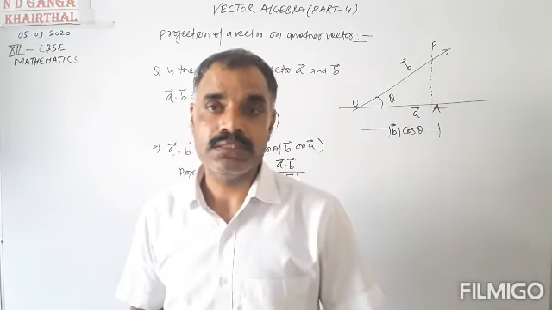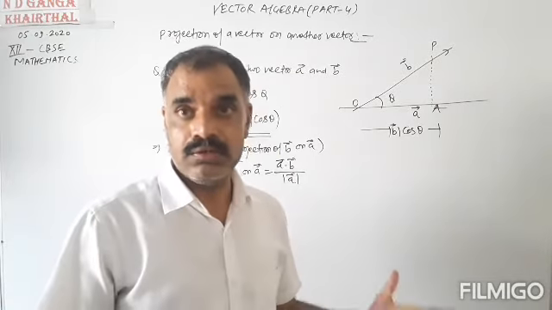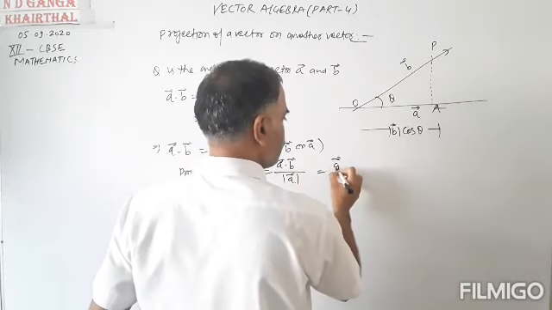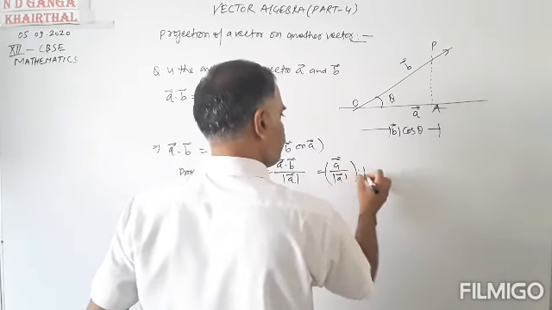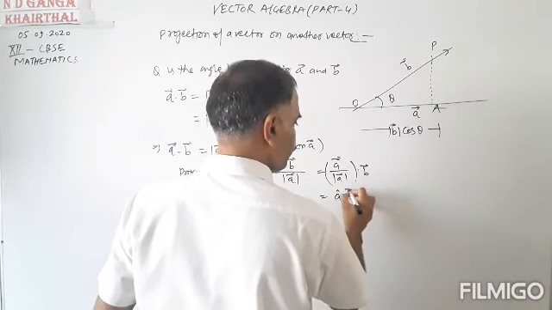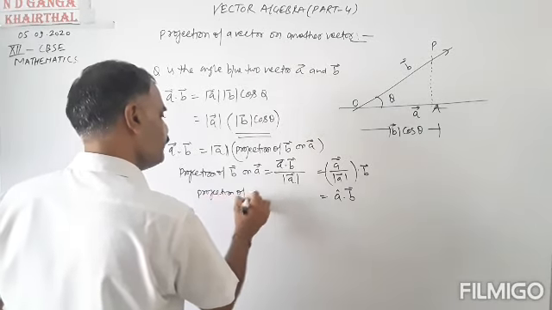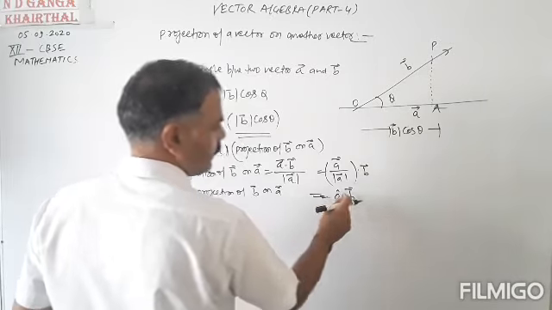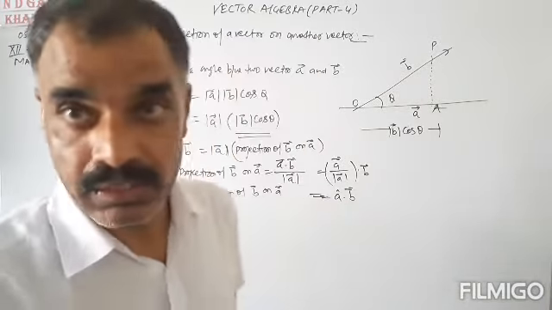This is the projection of B vector on another vector, that is A. This can be written down as A vector divided by magnitude A vector, dot B vector. So this is equal to A cap dot B vector. So the projection of B vector on A vector can also be written down as A cap dot B vector.